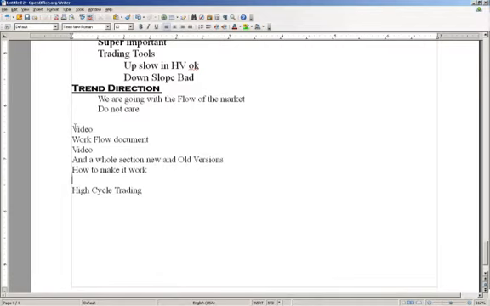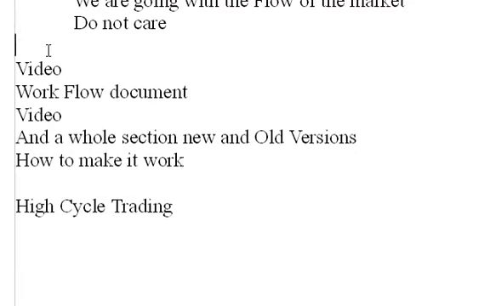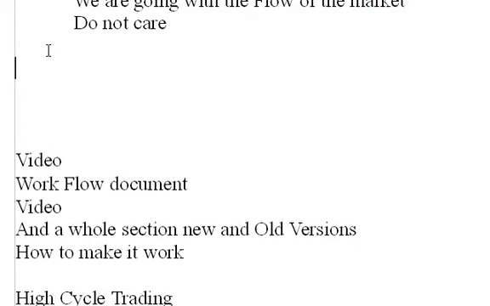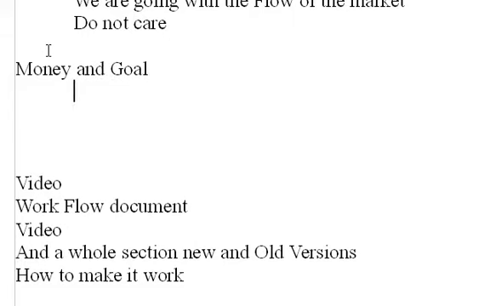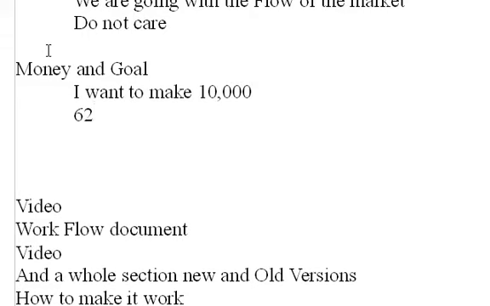Now, there is something I would like to make note of right here before we go. Money and goals. Okay. I want to make 10K, 10,000. I know that the model all by itself will make 62% win rates, and that's provable over thousands of trades. It'll on a 24-hour basis.